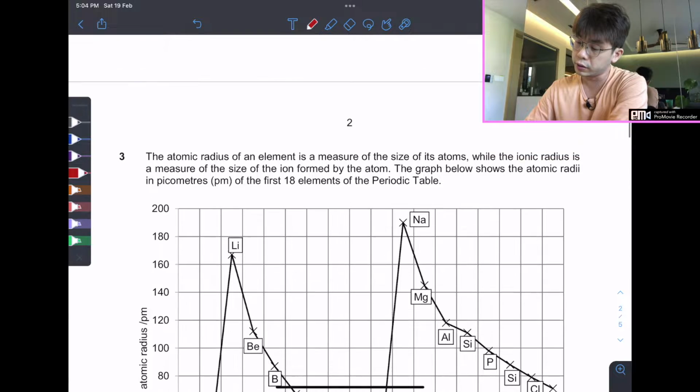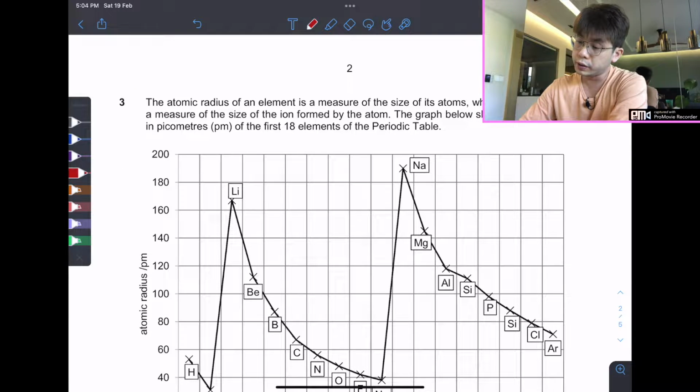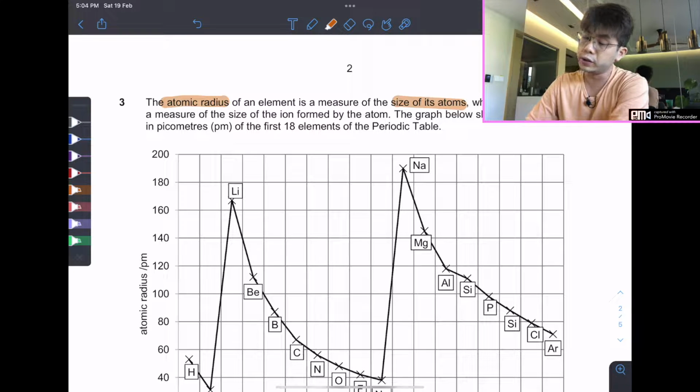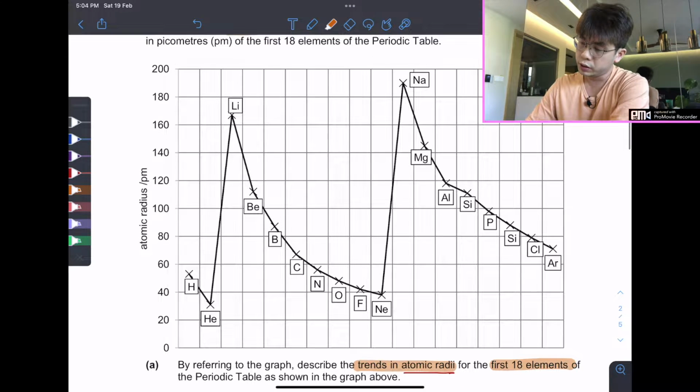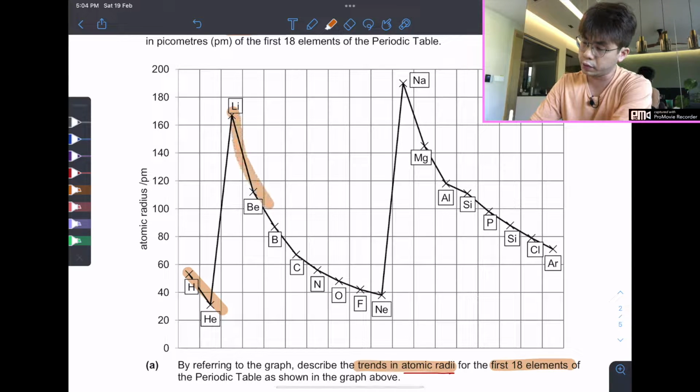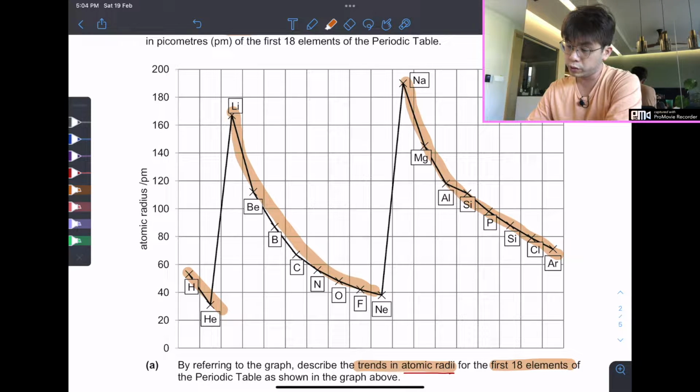Okay, so let's look at the data. The first thing I see here is that they tell me what atomic radius is. Atomic radius is basically the size of the atom. Ionic radius is the size of the ion. All right, and then I look at this graph. First thing I see is that H and He, this is period 1. Then suddenly it jumps up. This is period 2. And then it jumps up again. This is period 3. We are talking about the first 18 elements, so this will be all of them.